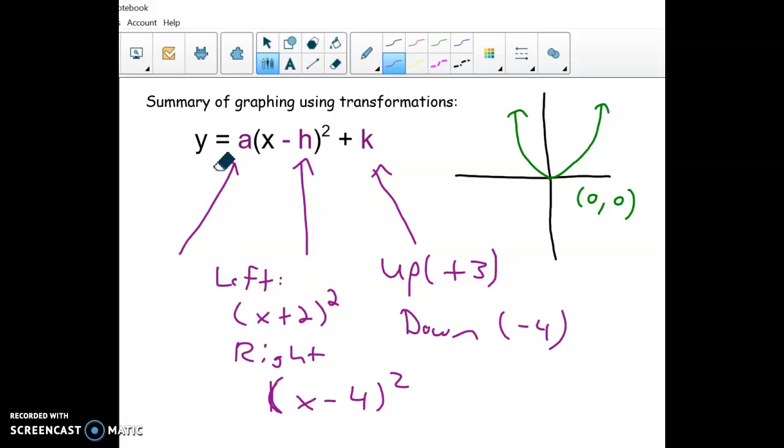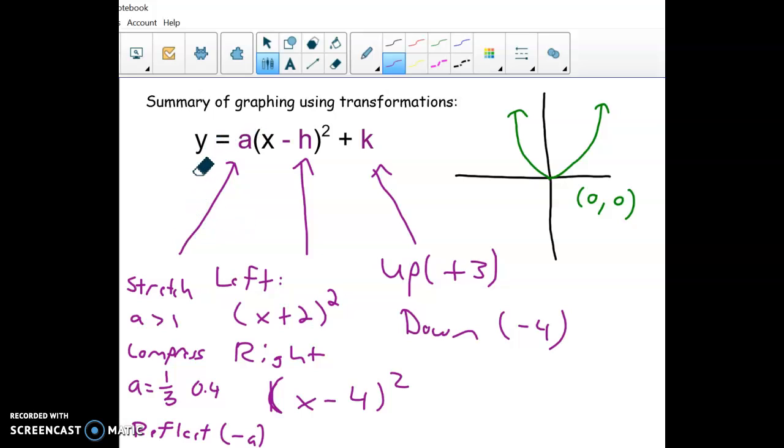Okay, a is probably the hardest part of this. It can do a few different things. It can stretch. Multiplying with the quantity up there can stretch it, and that'll happen if a is bigger than 1. It'll compress if a is a little decimal or a fraction, something between 0 and 1, like 1/3 or 0.4. And then it can also make it reflect. Basically, if it's got a negative in it, a negative value is going to make it reflect, and we'll talk about over the x or y axis. So that's a summary of transforming this particular parent function.